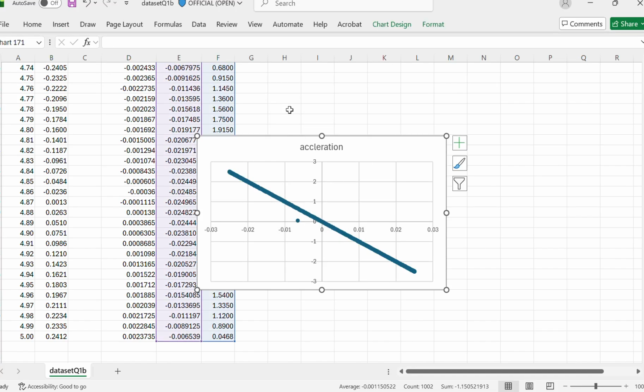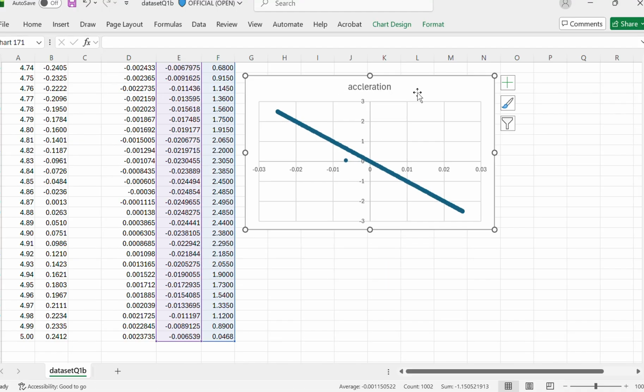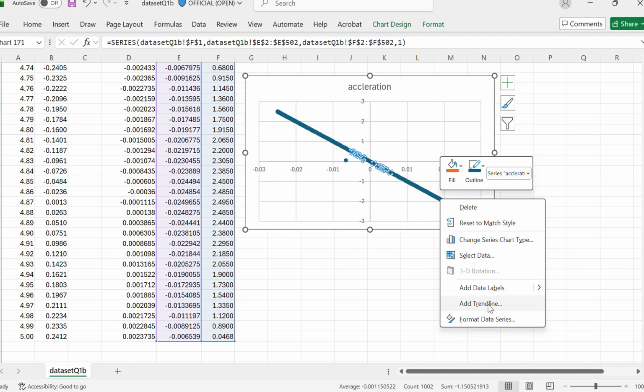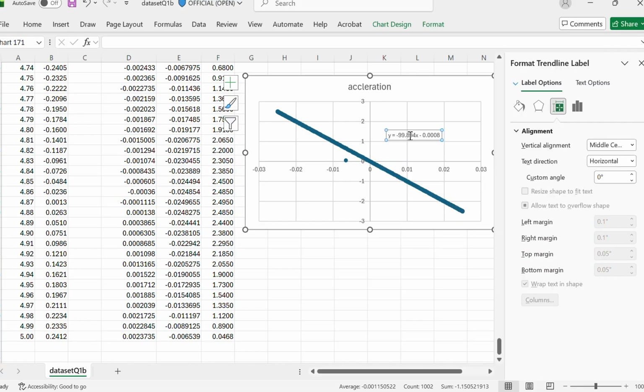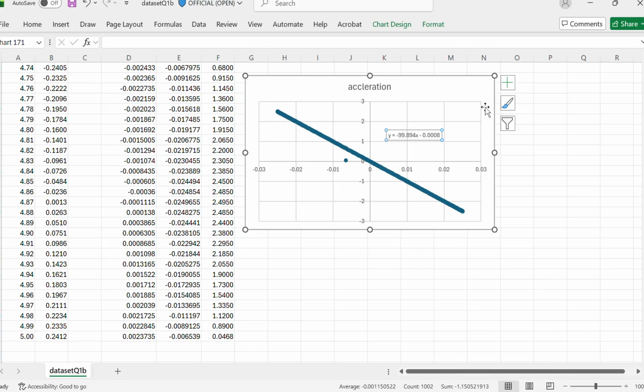a chart. So this is my acceleration against displacement graph. I'll quickly find the trend line for you. Yep, so you get the equation. This is your a equals minus omega squared x. So what is omega squared? Omega squared is actually 99.8 or 99.9. Okay, if you want to write that.